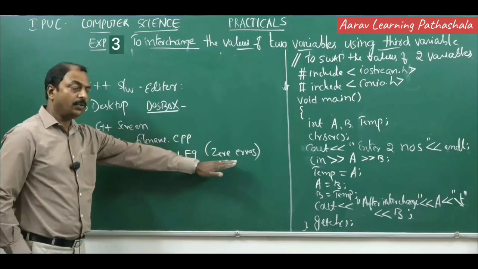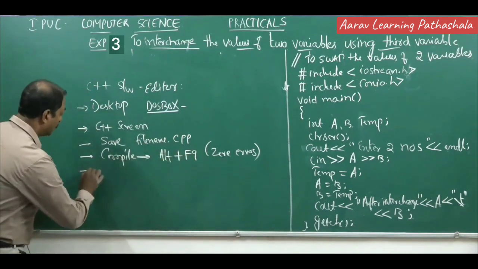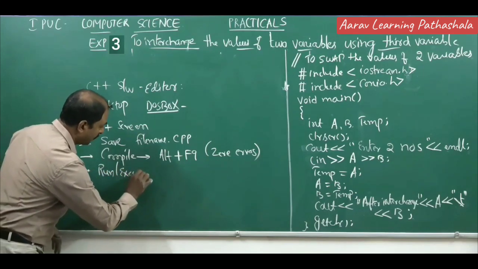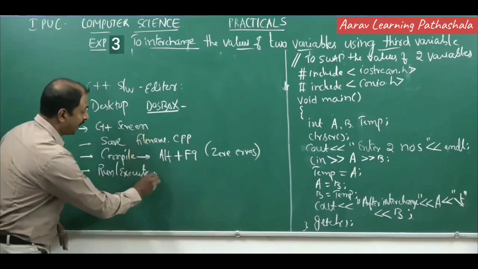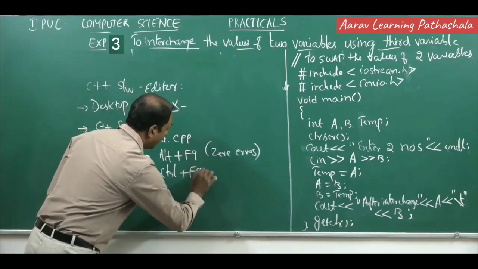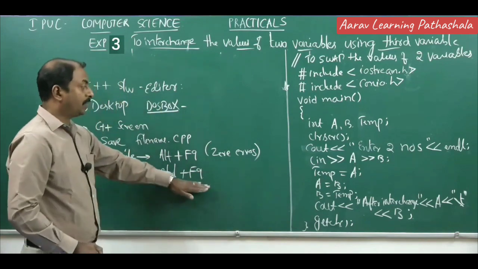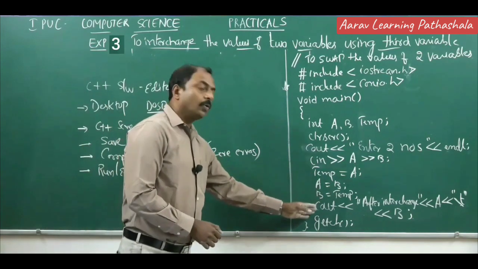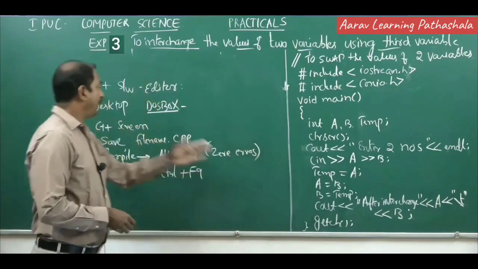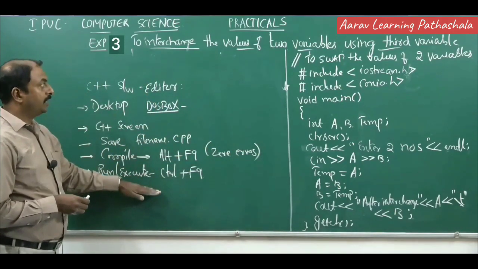Once the errors are 0, then we have to run the program, or execute the program. Execute the program by using the key Control plus F9. Once we execute the program, you can see the output here. So this is how we write a program and how we execute it in computers.